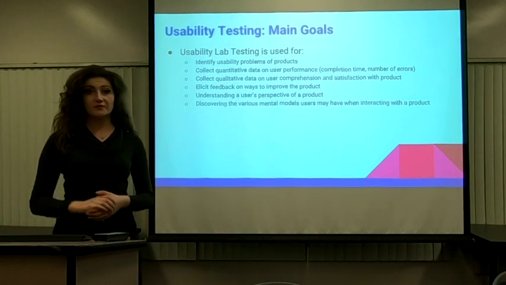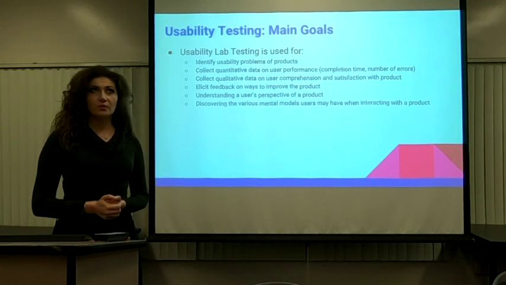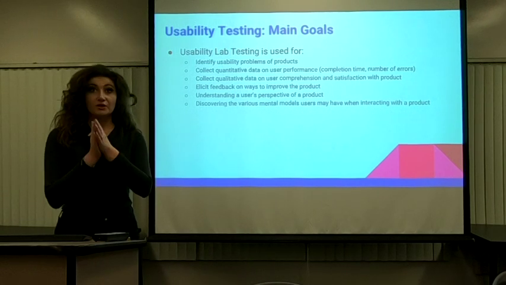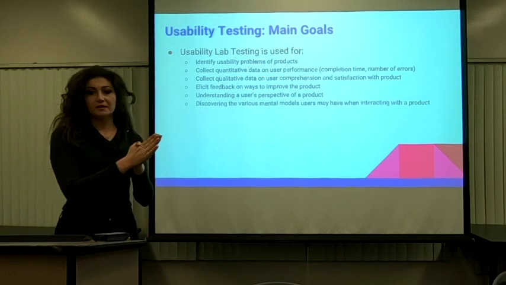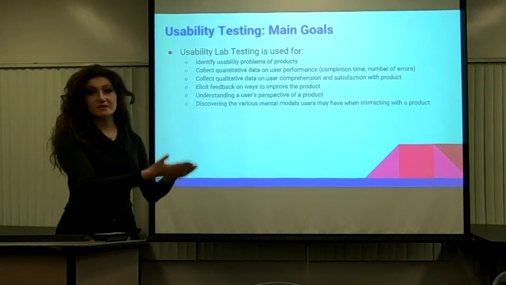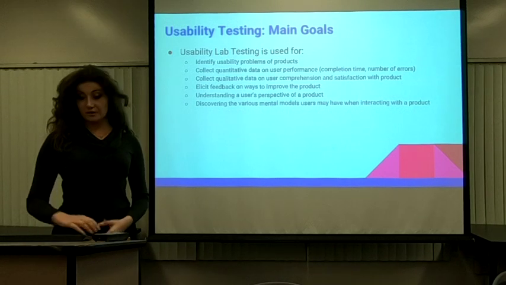So mental models are sort of how we are set in our ways and how we are used to thinking about things. So if a particular user has a certain mental model that the designers or the engineers hadn't thought about, this is where this kind of information would come through in a usability study.